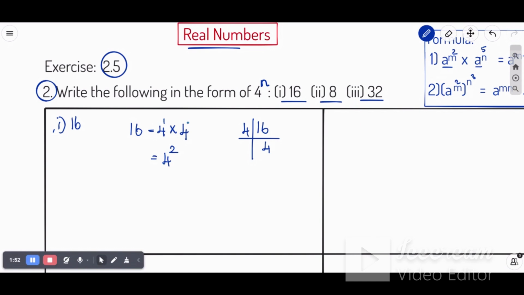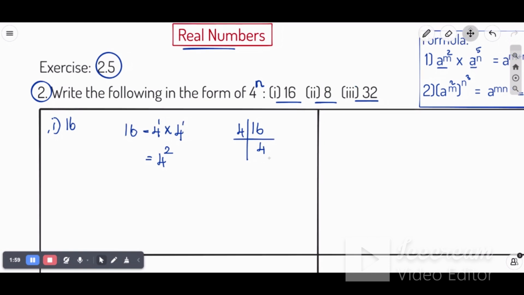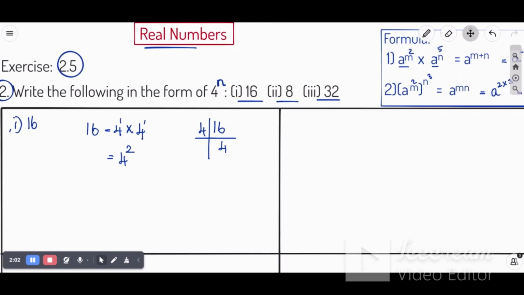How it came is 4 to the power 1 and 4 to the power 1. So 1 plus 1, we already saw. If you have the same base, you can add your powers, which means what happened here was 4 power 1 plus 1, which is equal to 4 power 2. So either you can directly write it like this or you can expand and write it like this. 16 equals 4 power 1 plus 1, so that is equal to 4 square. Finally, we arrived at your answer 4 power n.